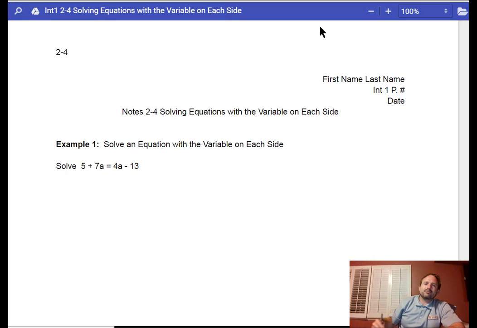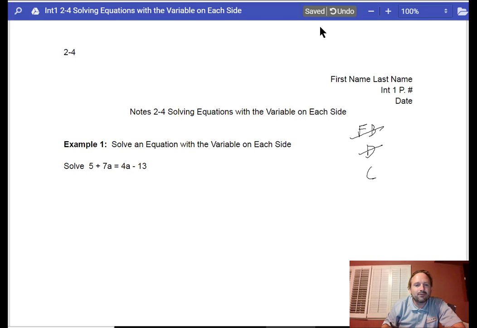So example 1, solve an equation with a variable on each side. Now, if you watched that Facebook Don't Call Me After Midnight video, then you'll know how to solve this already. So going through this, we have Facebook, fraction blast. There's no fractions, so cancel that out. Distribute. There's no groupings. Cuss it out. Combine like terms. 5 and 7a, can't combine them. Forget it. 4a minus 13, can't combine it. Forget it. Facebook, don't call me.